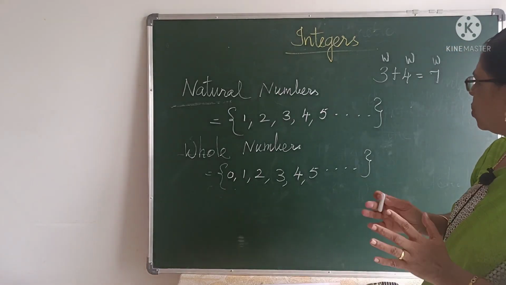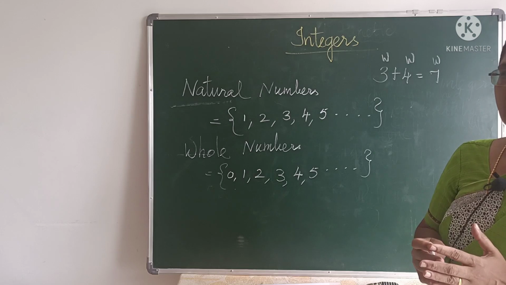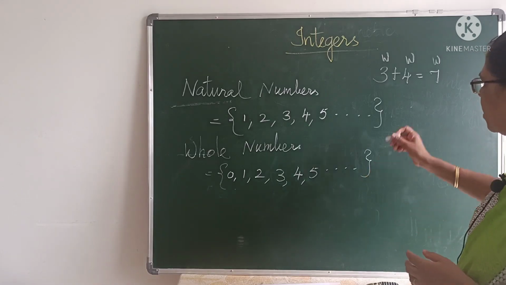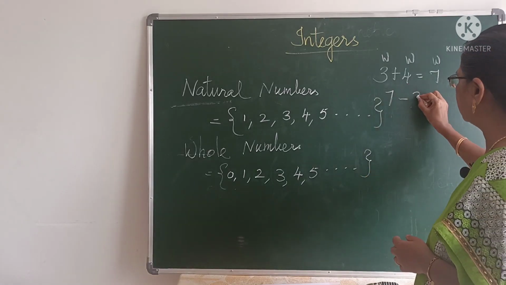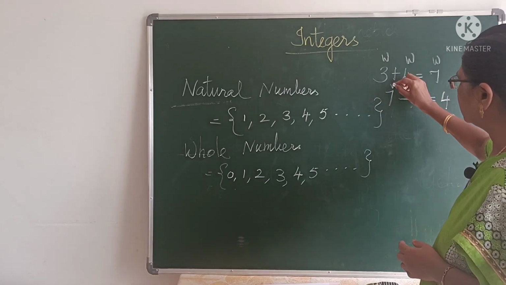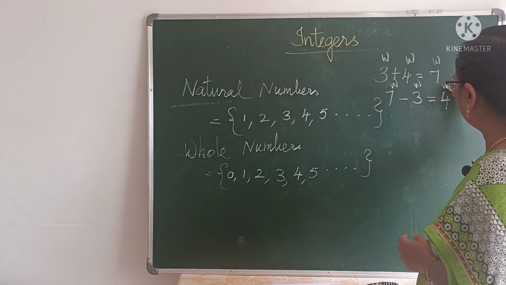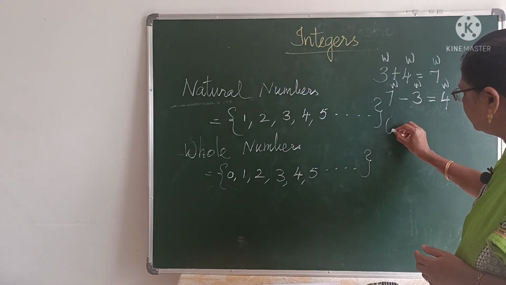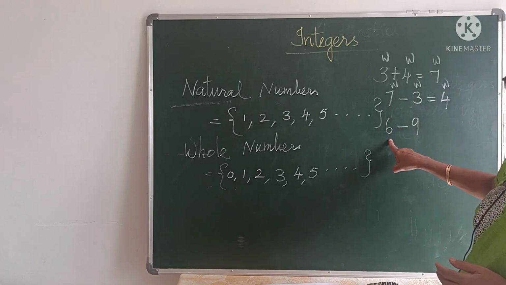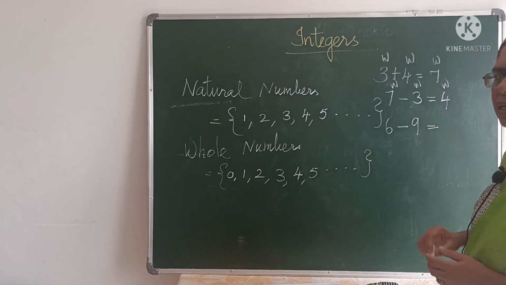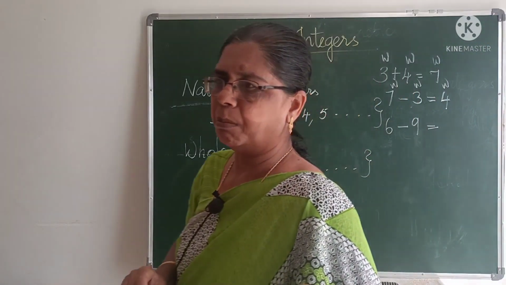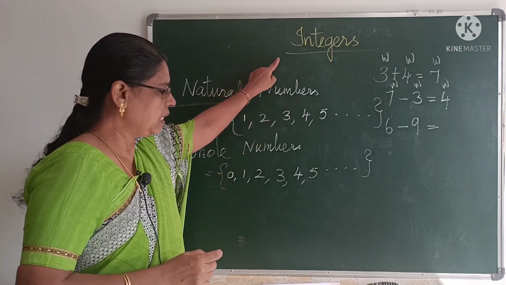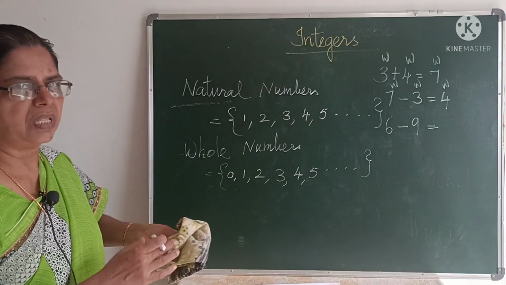But when you subtract two whole numbers, the answer is not necessarily a whole number always. Sometimes it is a whole number, sometimes it is not. For example, 7 minus 3 is equal to 4. 7 is a whole number, 3 is a whole number and 4 is also a whole number. But when you subtract 9 from 6, the answer is not a whole number. So now there is a need for a new set of numbers called integers. So we are going to learn about the integers today.